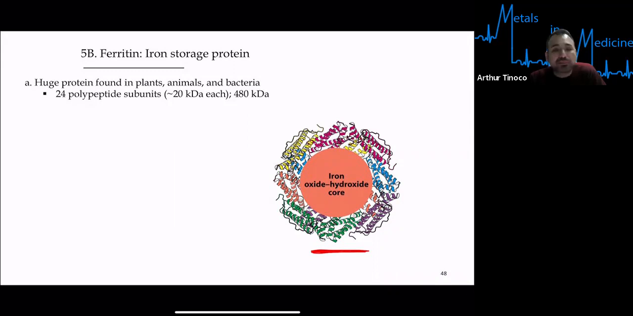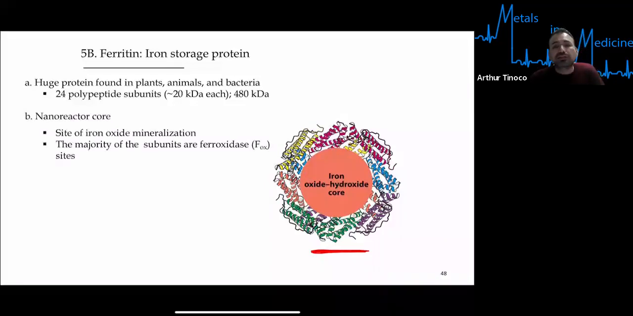It consists of 24 polypeptide subunits. It's pretty big, 480 kilodaltons. It's called a nanoreactor core because essentially it's forming iron nanoparticles, iron oxide nanoparticles. The way it facilitates this is that some of its subunits have a ferroxidase functionality. So you have iron 2 getting shuttled into the protein's core, and then this ferroxidase oxidizes the iron from the iron 2 to the iron 3 form.